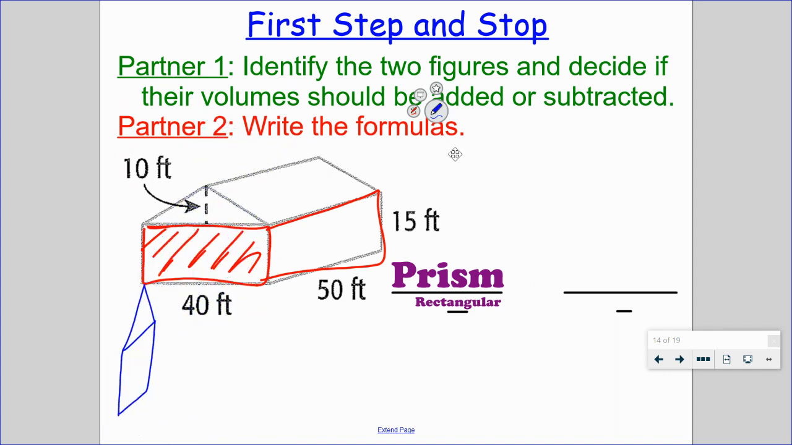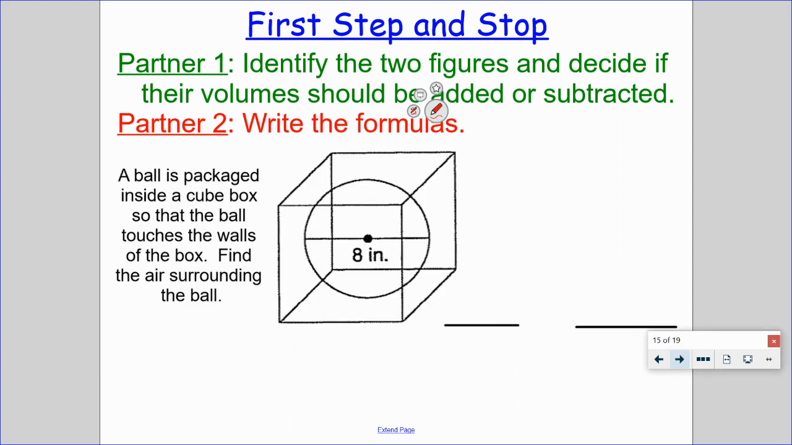Remember that prisms are made up of not one, but two bases, and then they're surrounded by several rectangles. So the roof portion of this barn is a prism, and in fact, to be more specific, it is a triangular prism. Now, if you want to heat the entirety of the barn, you would, of course, add the volumes together because that's the way barns are oftentimes. There's no ceiling. You have to heat the whole thing.